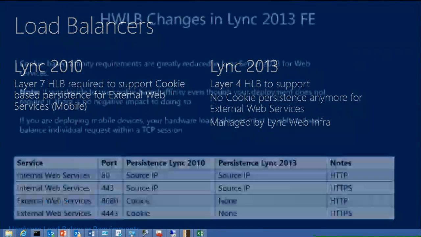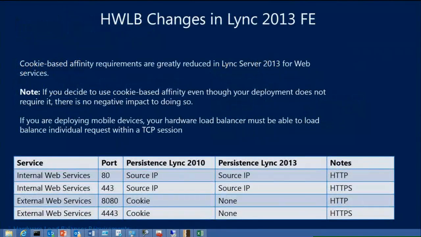On the next slide, we have some interesting stuff here. Cookie-based affinity requirements are greatly reduced. You can still use cookie-based persistence. It will not harm your solution or your deployment. But essentially, the third line is very important. If you deploy mobile devices, your hardware load balancers must be able to load balance individual requests within a TCP session. It means in a session, you will have individual requests going to all your servers.